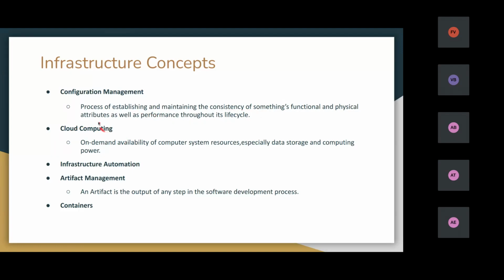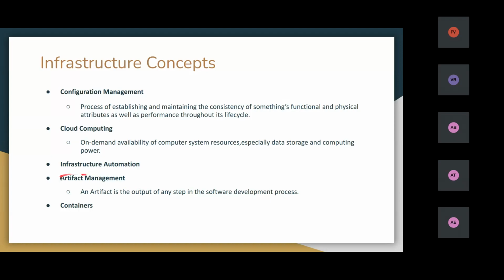Then there is cloud computing. Like I said previously, it is on-demand availability of computer system resources, especially data storage and computing power. Then there is infrastructure automation. If our infrastructure needs to scale up and scale down, we have to automate that. We monitor the services, and if high load comes to any service, only that service will be scaled up.